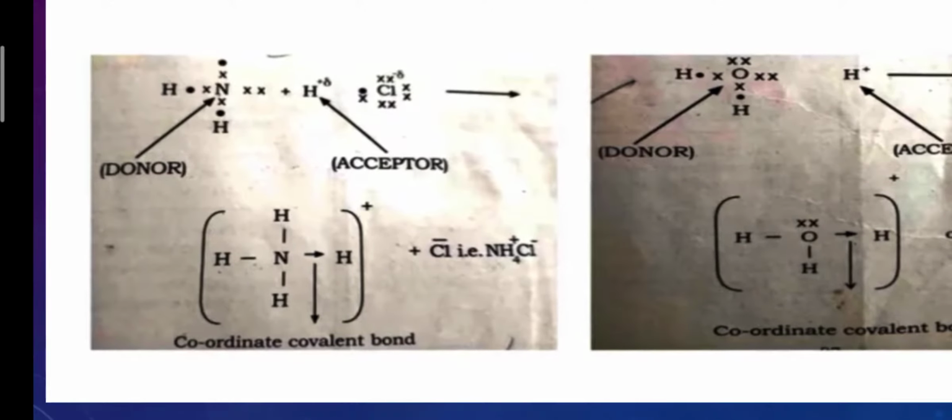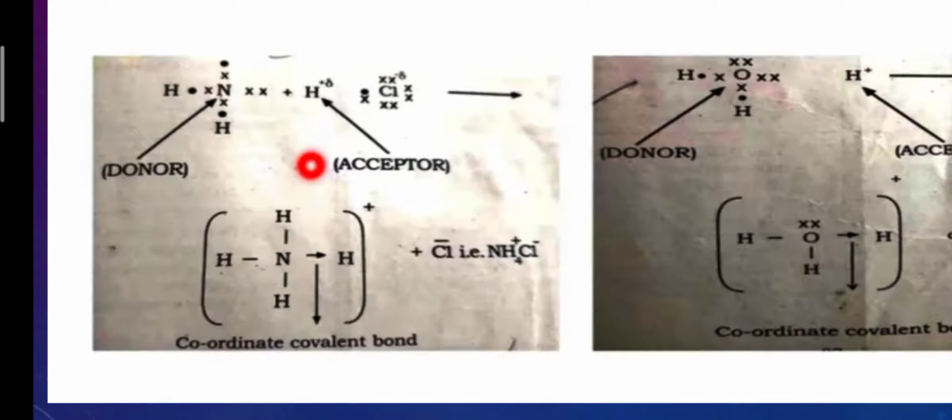This is the example of ammonium ion, that is NH4 positive, having 3 covalent bonds with hydrogen atoms and 1 coordinate covalent bond with this hydrogen ion.